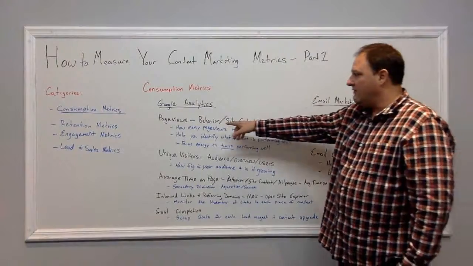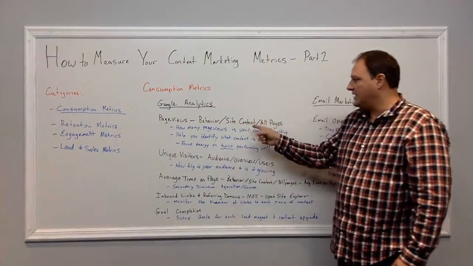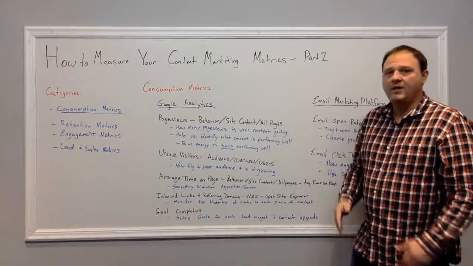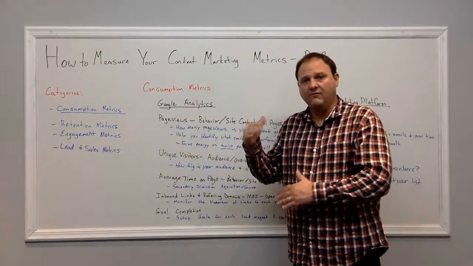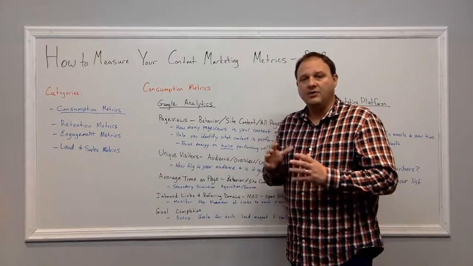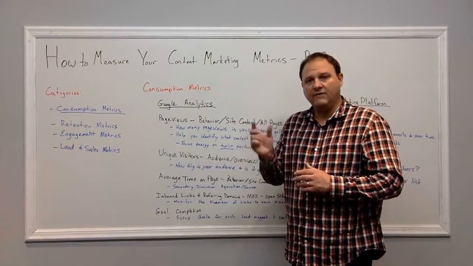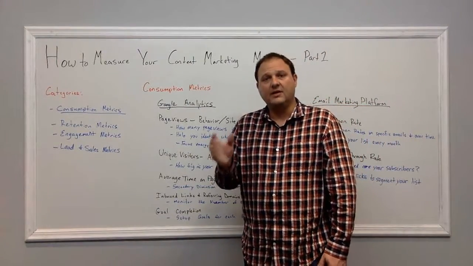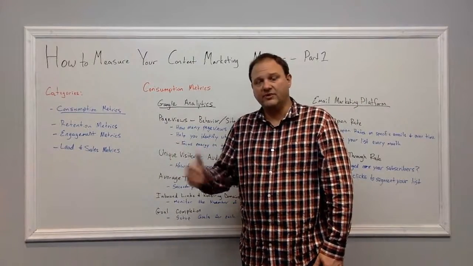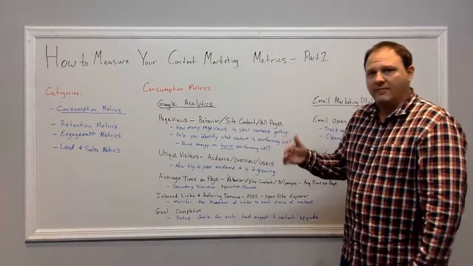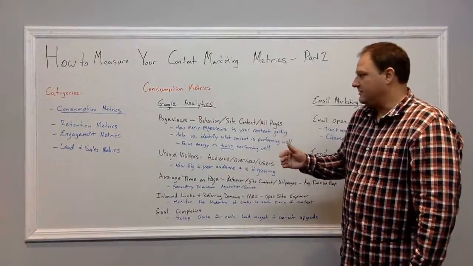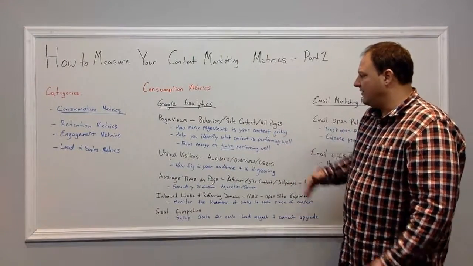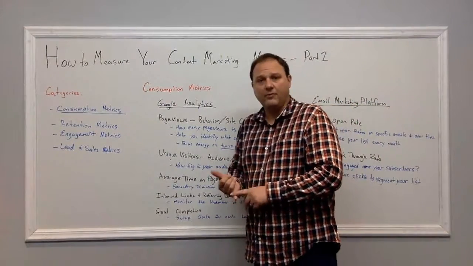In Google Analytics, go to Behavior, Site Content, All Pages. This will break down a list of all your pages on your site, and there you can filter down by URL. In the search box, just type the URL that you want to filter your results down to, and that will show you the metrics you want to look at for your page views. This will help you identify what content is performing well.